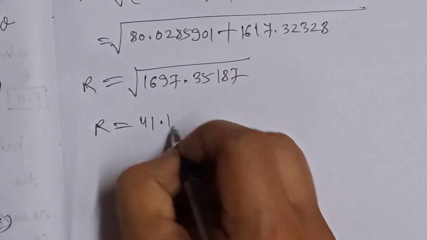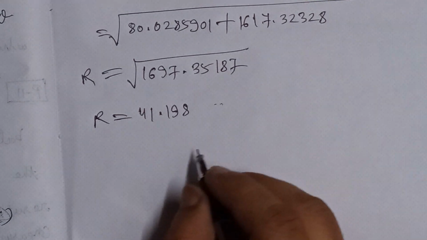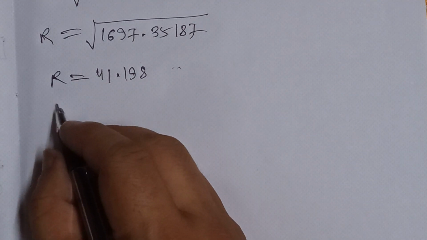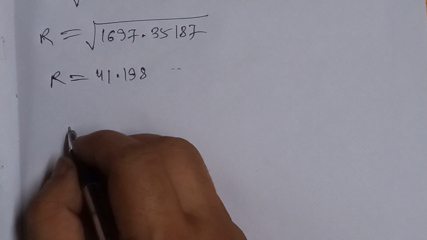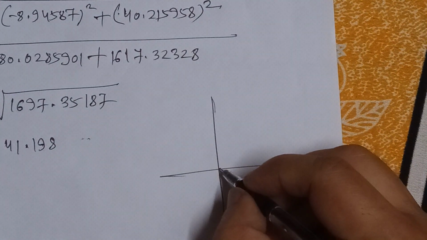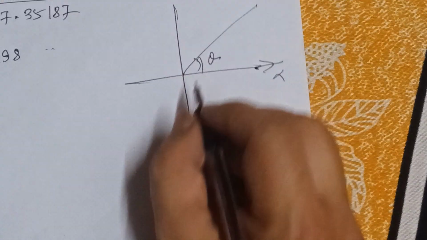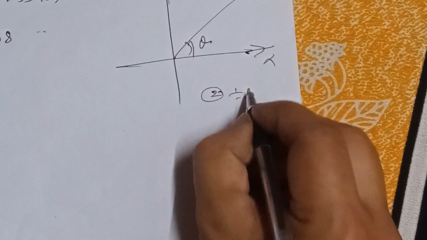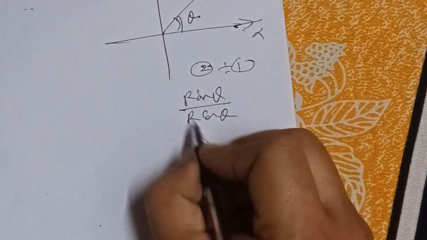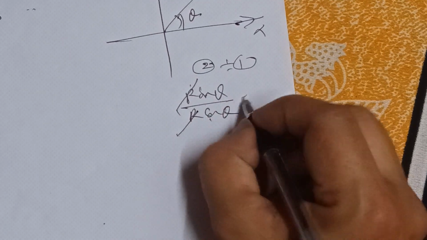So you can take the square root by calculator if you are allowed in your examination. If not, you can use a logarithmic table to find this value. And we know that theta is the angle of the resultant force with the x-axis, or you can find it by dividing equation 2 by 1. Equation 2 is r sin theta, equation 1 is r cos theta. On dividing, R cancels out, and we get sin theta over cos theta, which is tan theta.